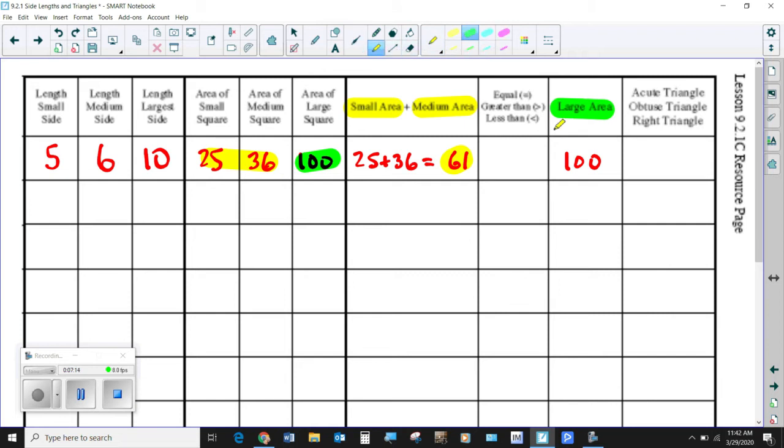So how does 61 compare to 100? Is 61 less than, is it equal to, or is it greater than 100? And hopefully all of you are saying, oh yes, that is definitely less than.